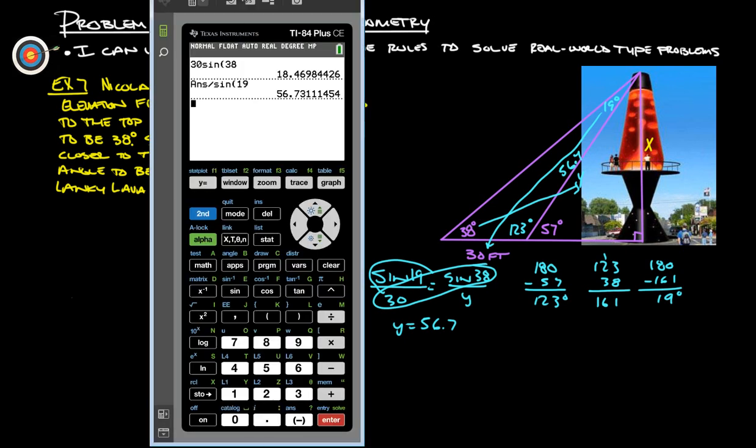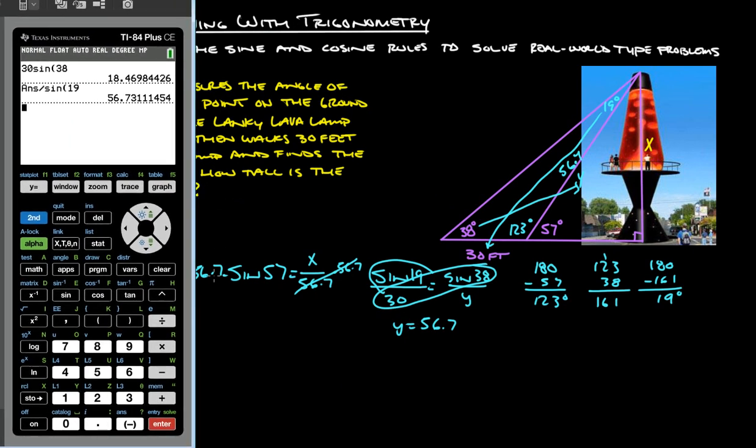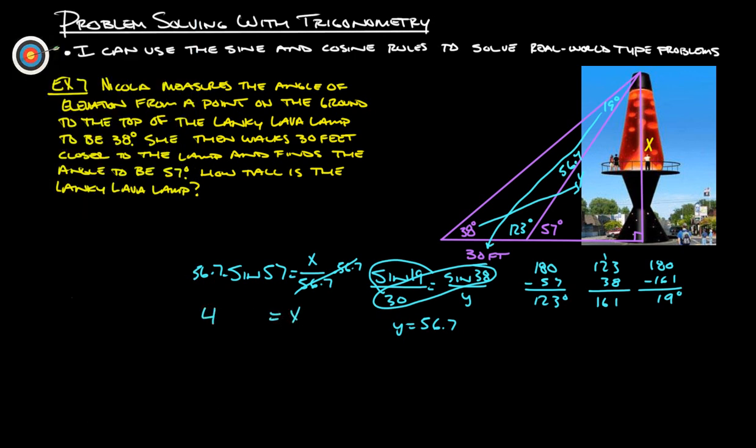Right? So we bring our calculator back up. And let's do this. 56.7 is already in there, so let's just do that times sine 57. Right, and that gives us 47.57, so 47.6 feet tall is how tall the lanky lava lamp will be, according to all of our lovely trigonometry that we just did.